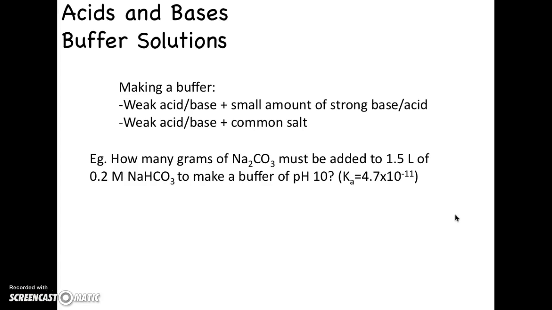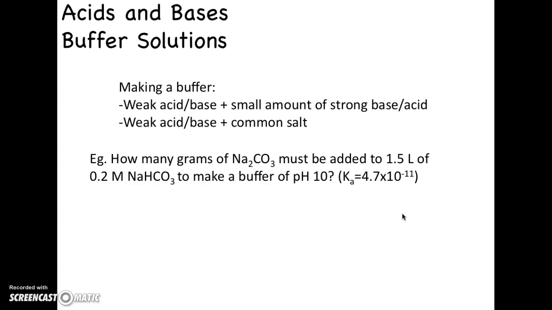So working through an example here, how many grams would we have to add of some sort of conjugate salt to a mixture of an acid to make a buffer with a very specific pH? Now, this could be kind of daunting for you guys, because I'm telling you exactly what pH you have to make. But in reality, knowing the pH makes creating the buffer so much easier.